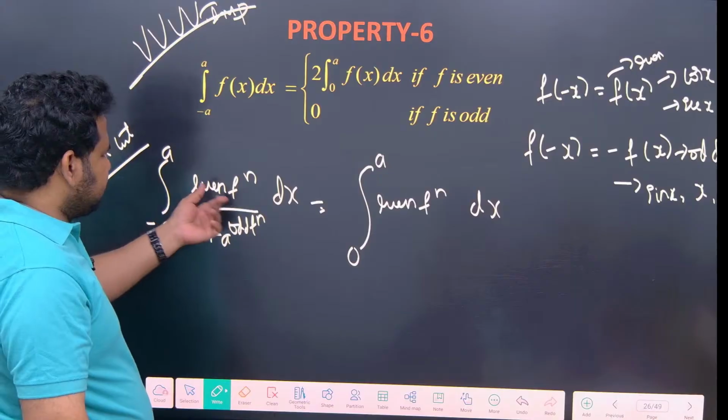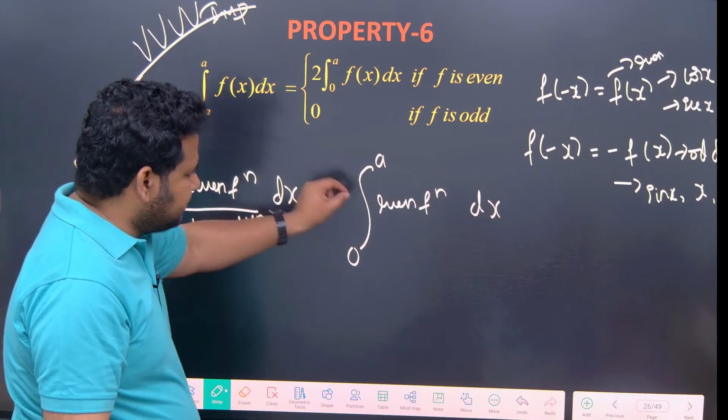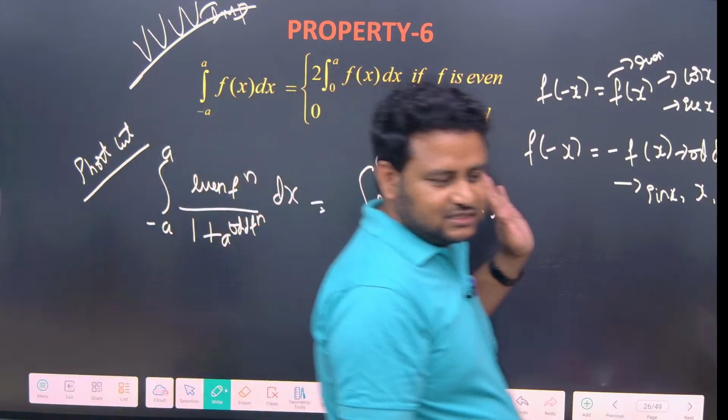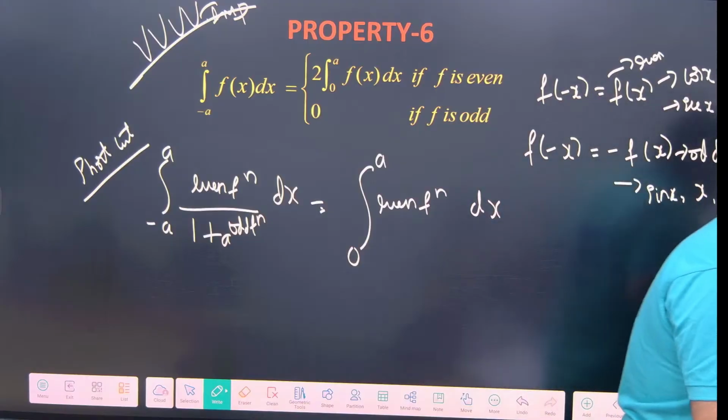Integral from minus a to a of an even function dx divided by 1 plus a to the power of an odd function, we can write it as integral from 0 to a of the even function dx. Directly you can write it like this. Then you solve it accordingly.